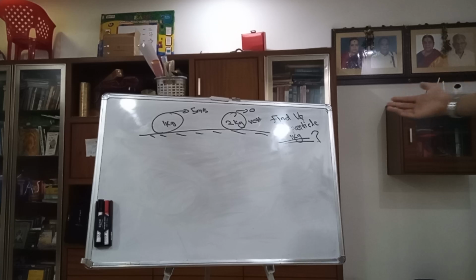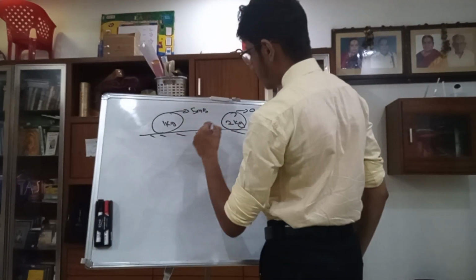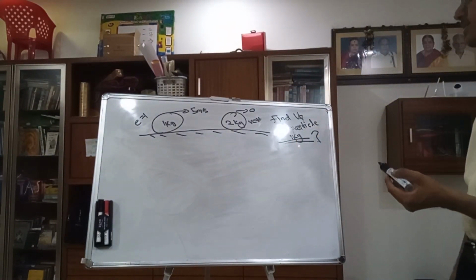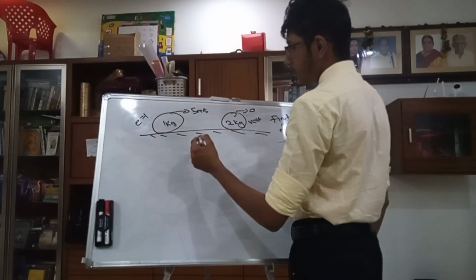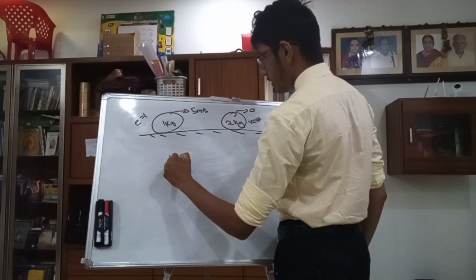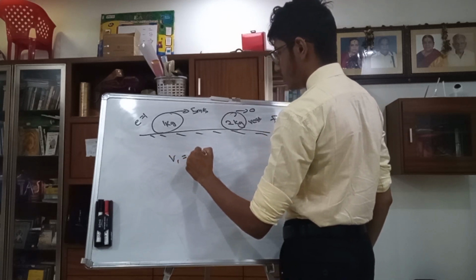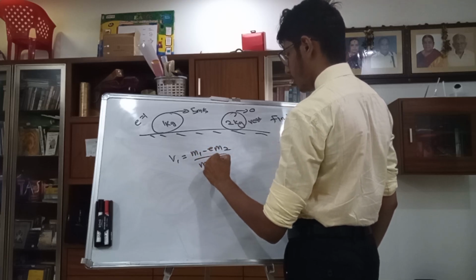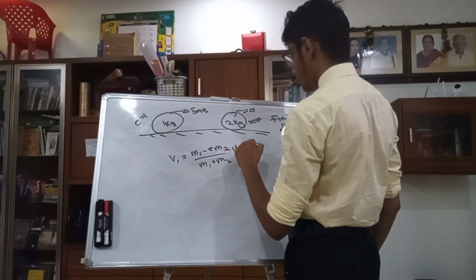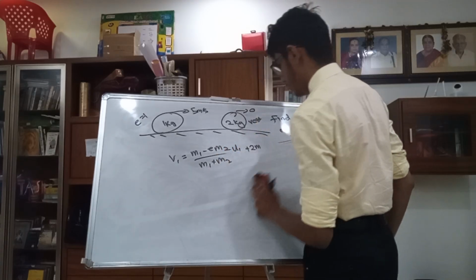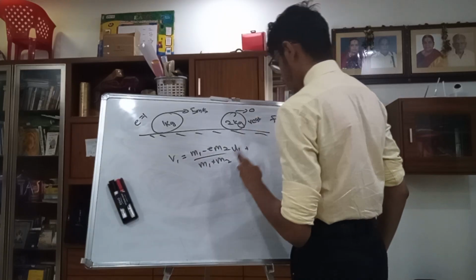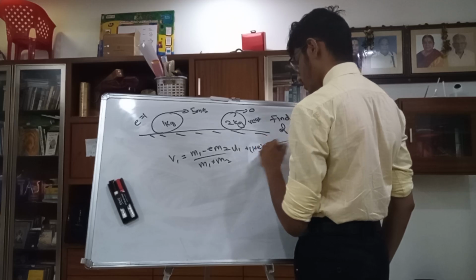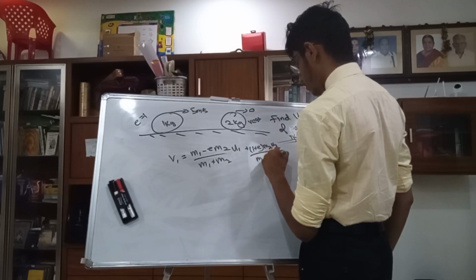So how can we find the velocity of the particle of 1 kg? Directly we can use a formula, right? Here the collision is elastic. Now I can tell that directly with the formula V1 is equal to (m1 minus e m2) by (m1 plus m2) times u1, plus (1 plus e) m2 u2 by (m1 plus m2).